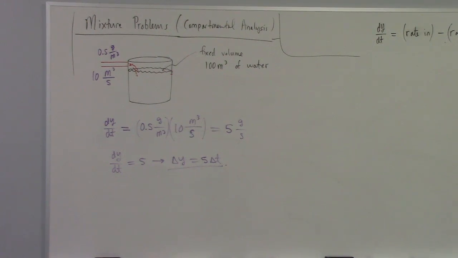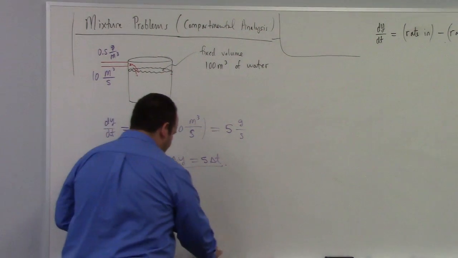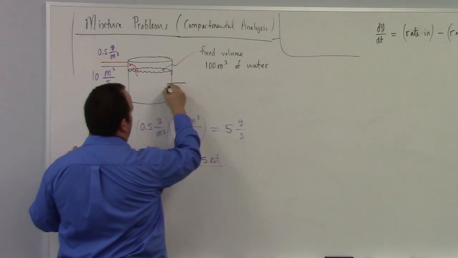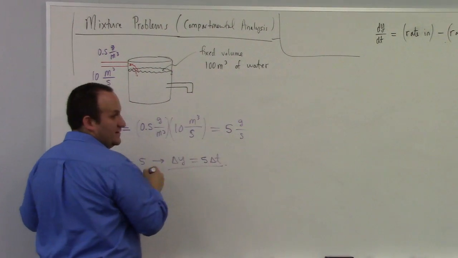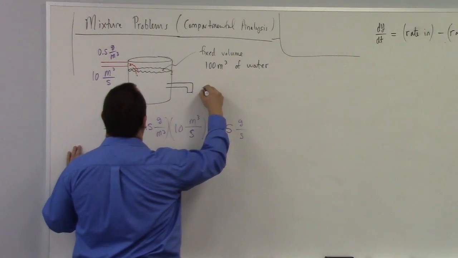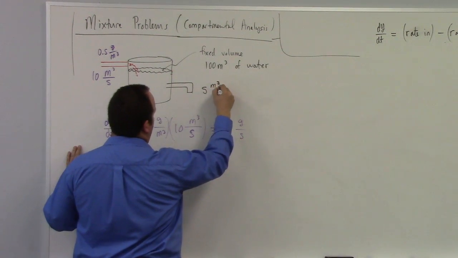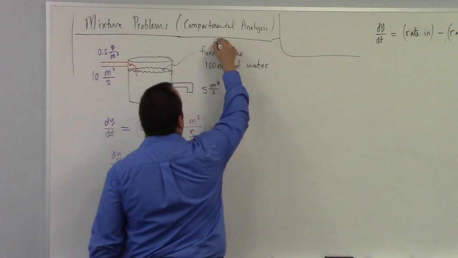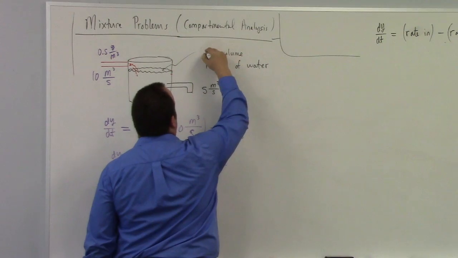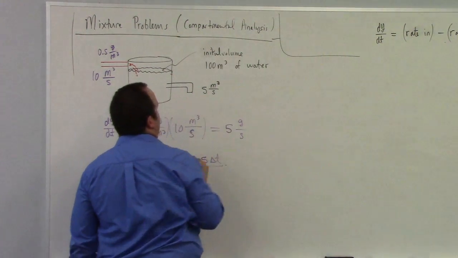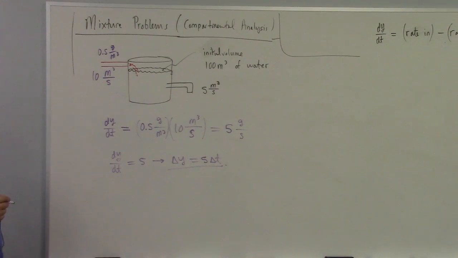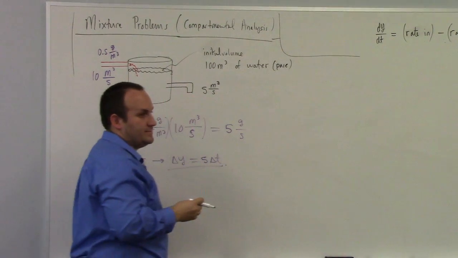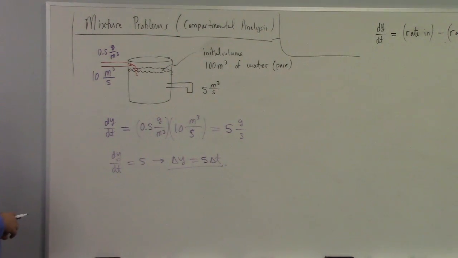Right, exactly. Now, what if, though, let's make it much harder. What if, on the other hand, we had an overflow valve, right? But it's a little bit narrower, and out here we only get 5 meters cubed per second. The initial value is not fixed anymore. Let's suppose the initial volume is 100 cubic meters, and suppose it's of pure water.